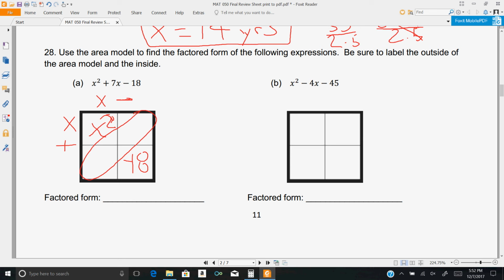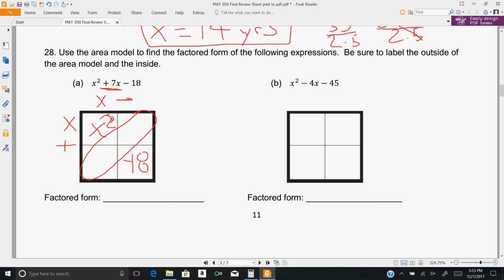Now I have to look at 18. I could do 1 times 18, negative 1 times 18, or negative 18 times 1. Well, think for a minute though, if I do negative 18 times 1, I would add negative 18 and 1 and get a negative number. Since I want a positive 7 when I add them, I know the bigger number has to be positive. So I don't want to try negative 18 and 1. I try negative 1 and 18. When I add those together, I get a positive 17. So that's not going to work.